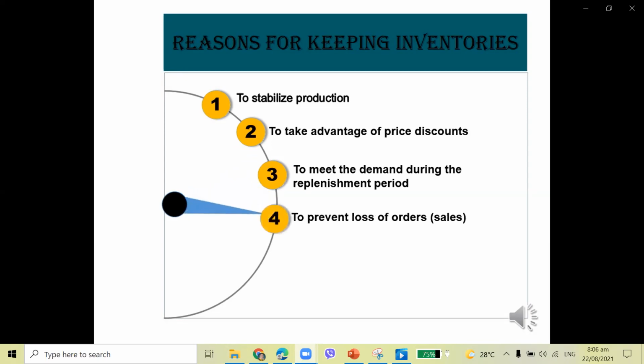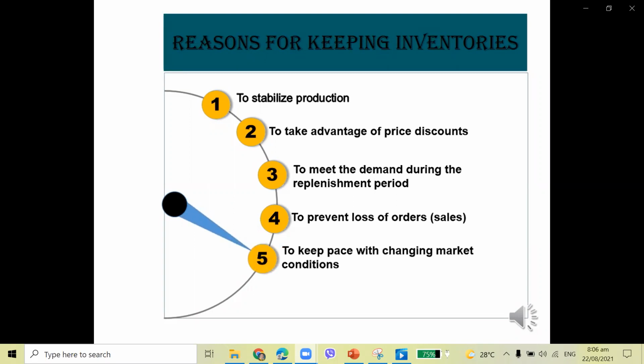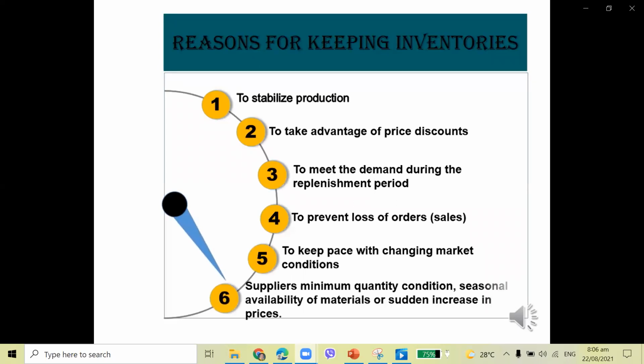Fourth is to prevent loss of orders or sales. In this competitive scenario, one has to meet the delivery schedules at 100% service level, meaning they cannot afford to miss the delivery schedule, which may result in loss of sales. To avoid this, organizations have to maintain inventory. Fifth is to keep pace with changing market conditions. Organizations have to anticipate changing market sentiments, and they have to stock materials in anticipation of non-availability of materials or sudden increase in prices. Sixth, organizations must maintain inventory due to other reasons like suppliers' minimum quantity condition, seasonal availability of materials, or sudden increase in prices.